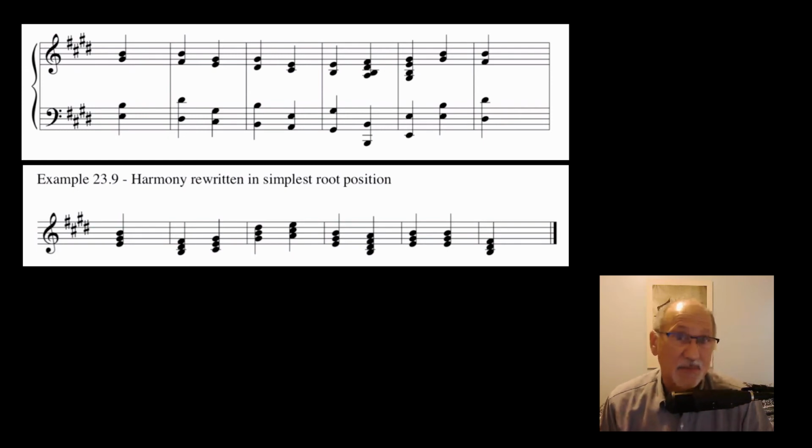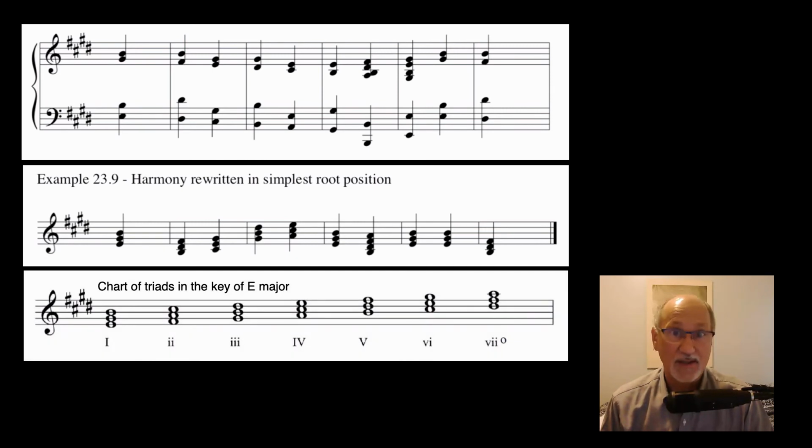And since this excerpt is in the key of E major, it would be helpful to have a chart of all the triads in the key of E with the Roman numerals labeled. Of course, we're really familiar with the primary chords, the 1, 4, and 5. And this chart shows them and also shows the secondary chords, 2, 3, 6, and 7.